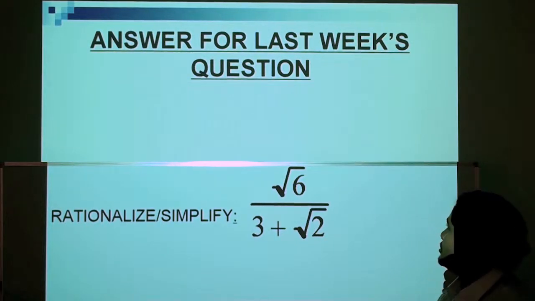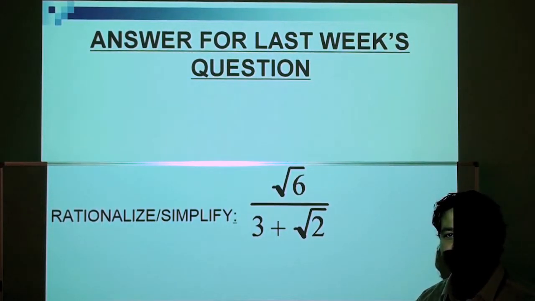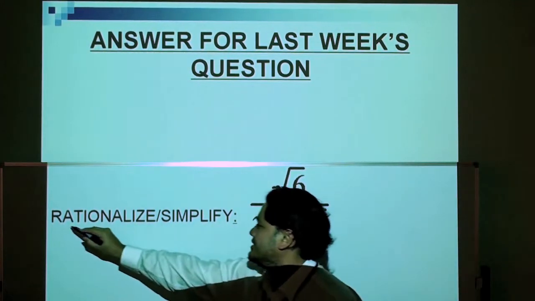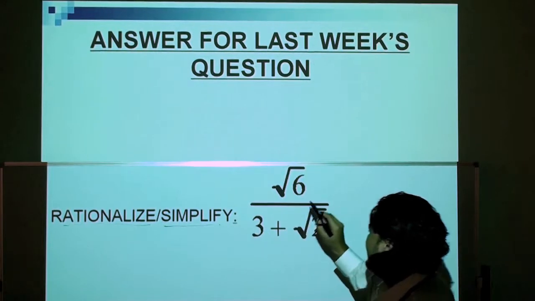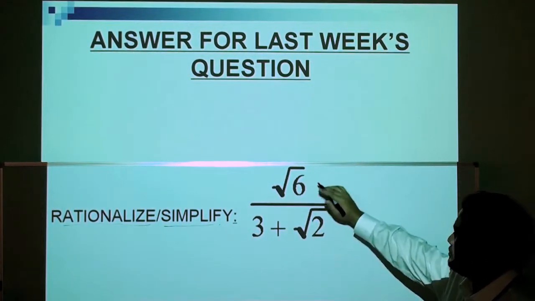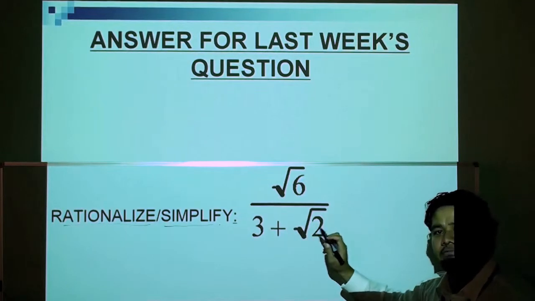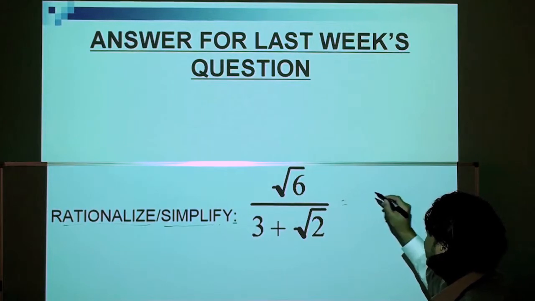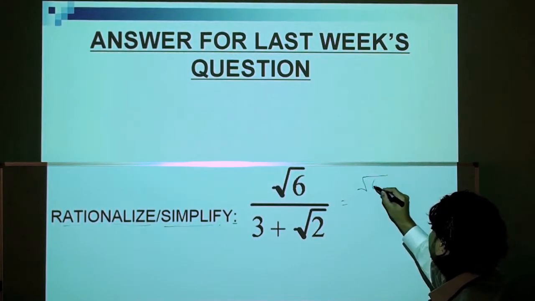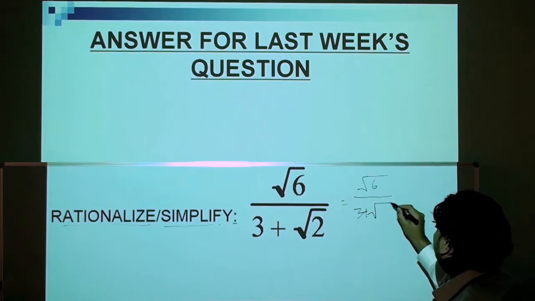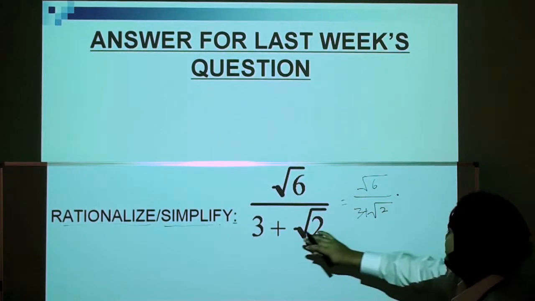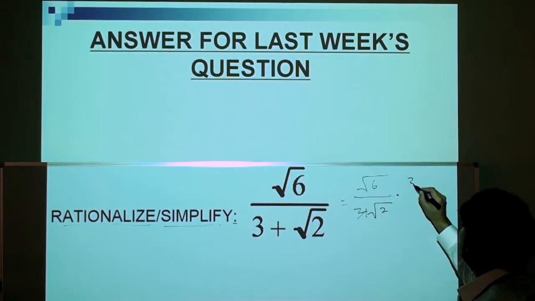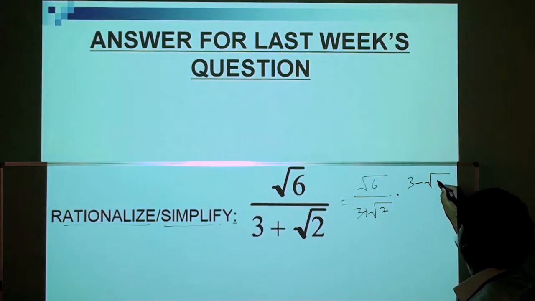Right now we're just going to go through the answer to last week's question I gave at the end of the lesson. Okay, and the question was to rationalize, or in other words simplify, this expression: square root of 6 over 3 plus the square root of 2. Okay, so remember we talked about conjugates. So square root of 6 over 3 plus square root of 2. We multiply by the conjugate of the denominator. So the conjugate of 3 plus square root of 2 will therefore equal 3 minus, or take away, the square root of 2.